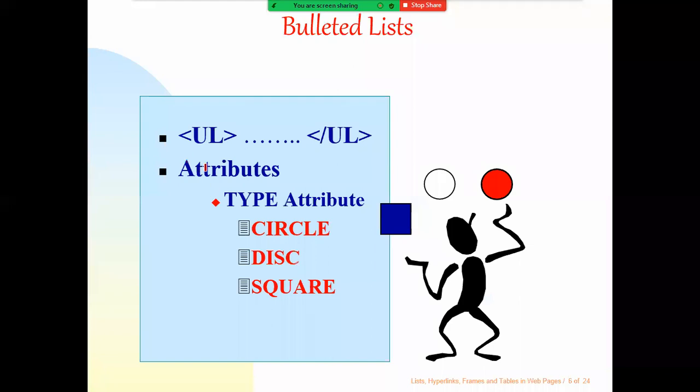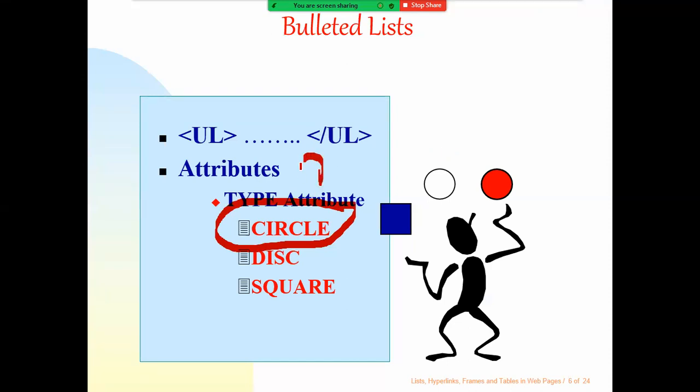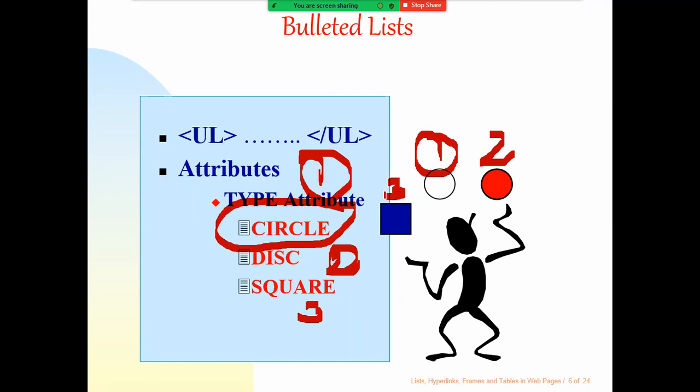Now this is what we are talking about. When I'm talking about this UL, the type is one of the attributes. You can define it as circle or disk. Circle is this one, this is my circle. This is the disk, it is number 2 for me. Square is number 3 for me. Like that, you can find it.